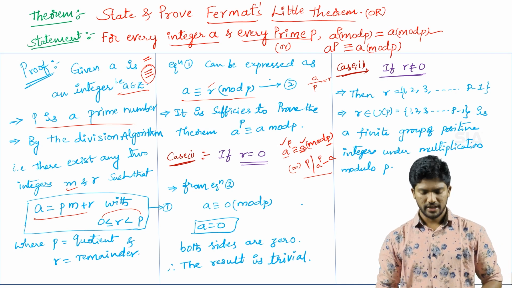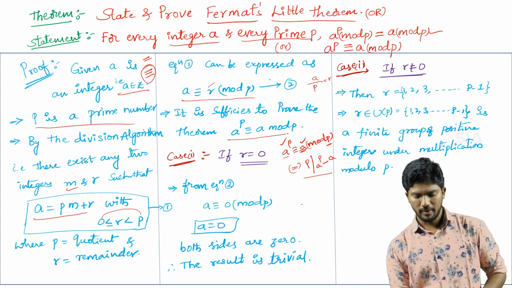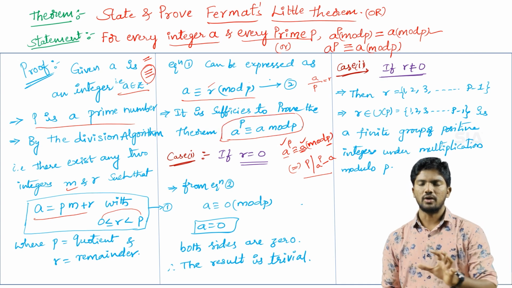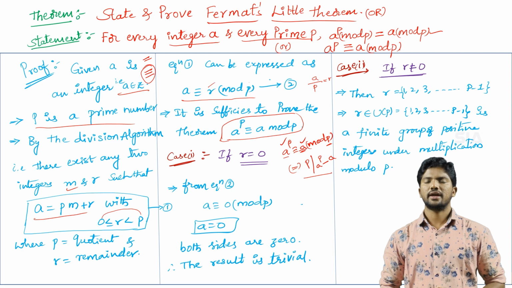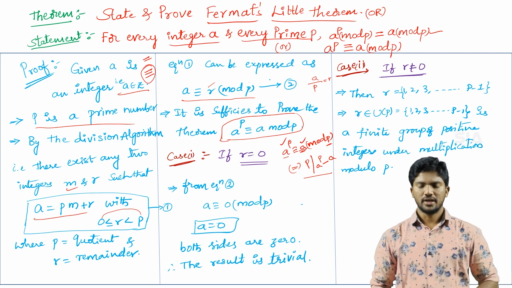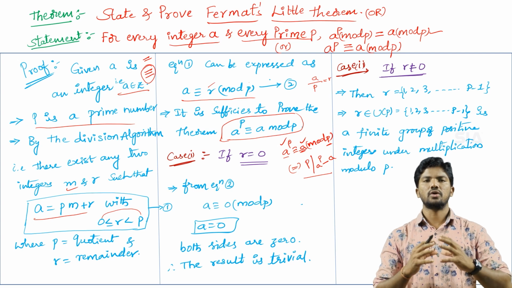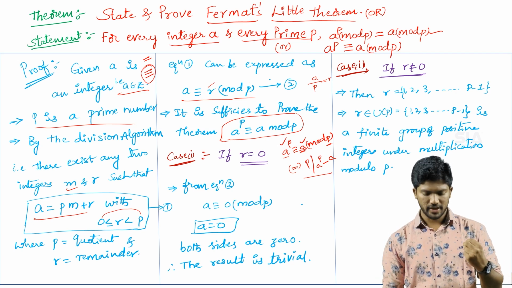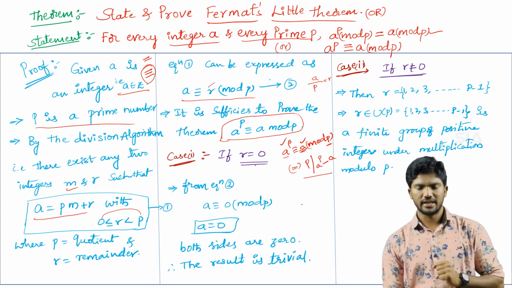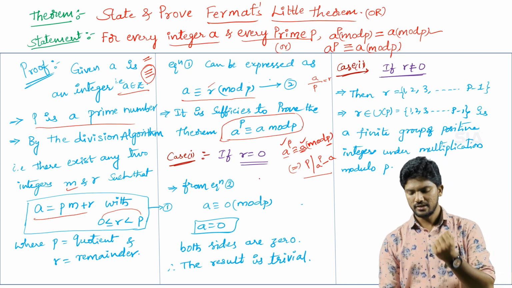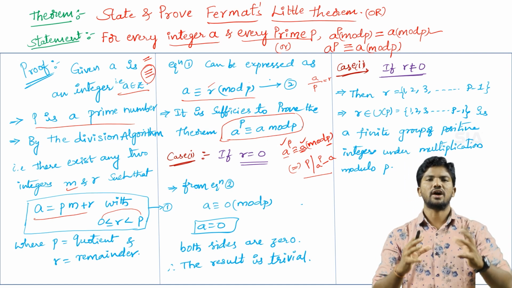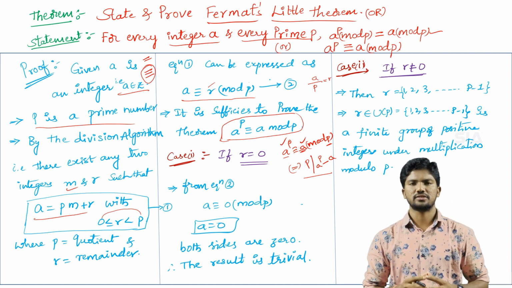Now to prove this theorem, it is sufficient to prove that a power p is congruent to a modulo p. If you prove this condition, that gives the total proof of the theorem. To get that condition, we are going through two cases, depending upon the remainder values only. In case 1, we take the remainder r equal to 0. In case 2, the remainder r is not equal to 0. What will happen in each case? We have to discuss.